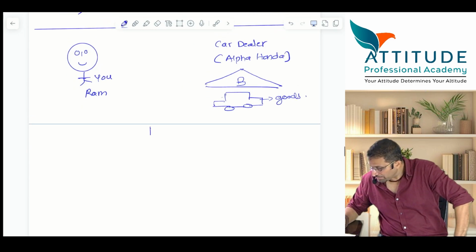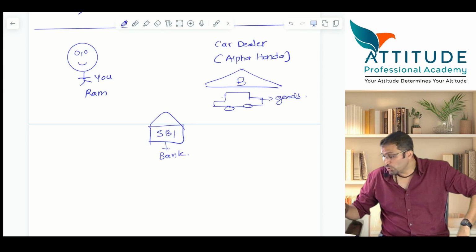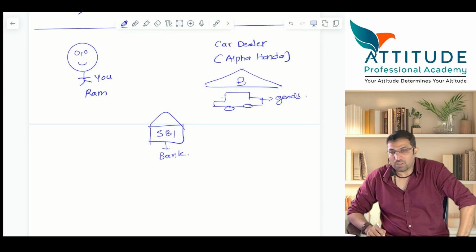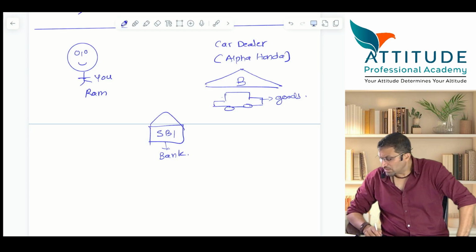And then you have the bank, SBI. This is the bank. Okay? Now, you want to take a car. You want to purchase a car for your business. Okay, but you don't have the money. So you approach the bank.